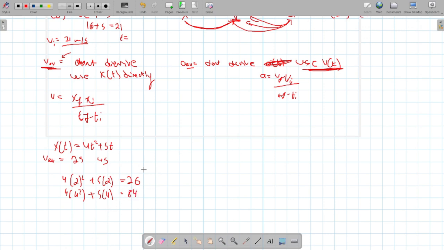And then what do you do? We do x final, which is 84, minus the x initial, which is 26, over the time final, which is 4, minus 2. You get 84 minus 26, it will become 58 over 2, which is 29 meters per second. This is your average velocity. This is an example of when they ask for average. You're not allowed to use the derivative. You use the one that's before it.